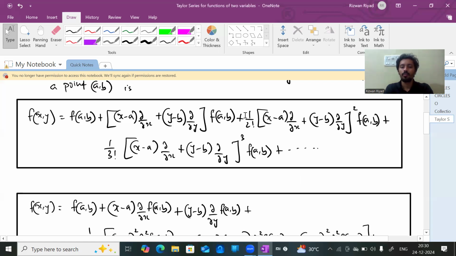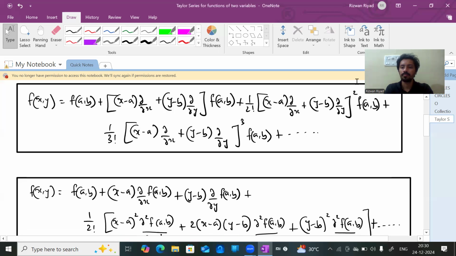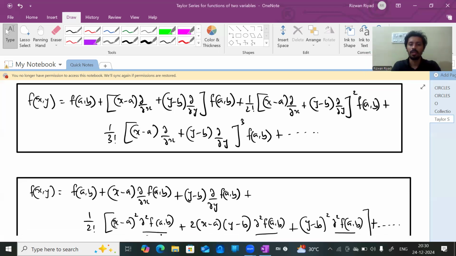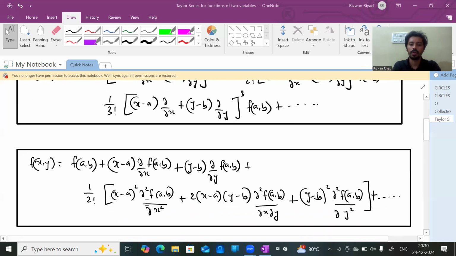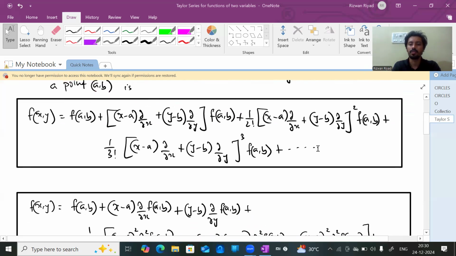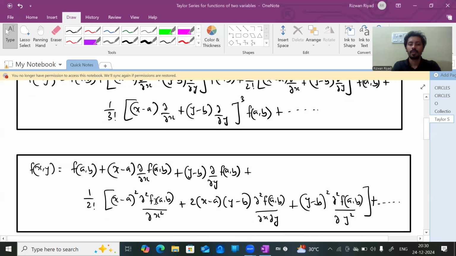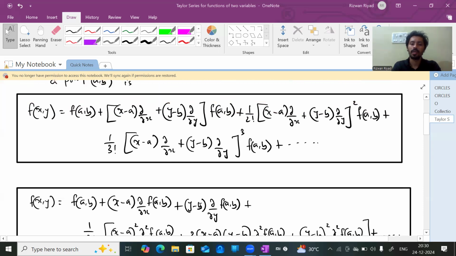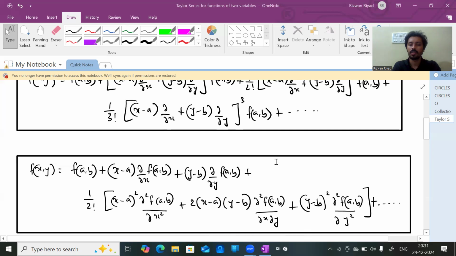Plus 1 by 2 factorial. See, this is a plus b the whole square: a square plus 2ab plus b square. A square becomes the square of this, so (x minus a) the whole square, you can see here. Then ∂/∂x, its square becomes ∂ square by ∂x square, and f of a, b will be here. Plus 2ab, so 2 into (x minus a) into ∂/∂x into (y minus b) into ∂/∂y, 2ab of f of a, b. That's what you can see here.